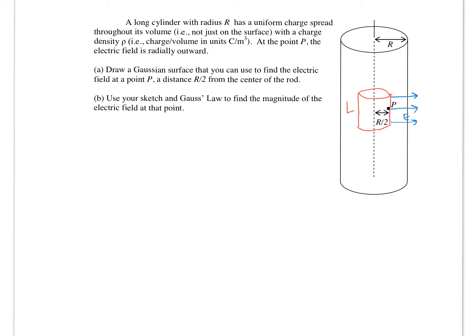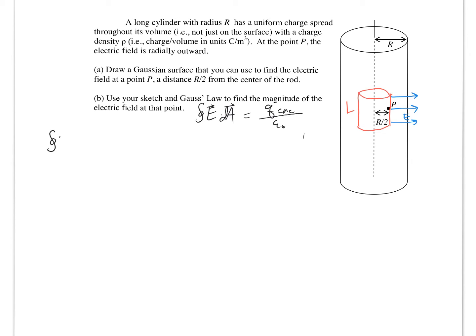So part B, what we're going to do is now use Gauss's law. The first thing that we need to do is write down Gauss's law. Gauss's law says that the electric flux through a closed surface is equal to the enclosed charge divided by epsilon naught. And we can now evaluate this. Let's start with the left-hand side.